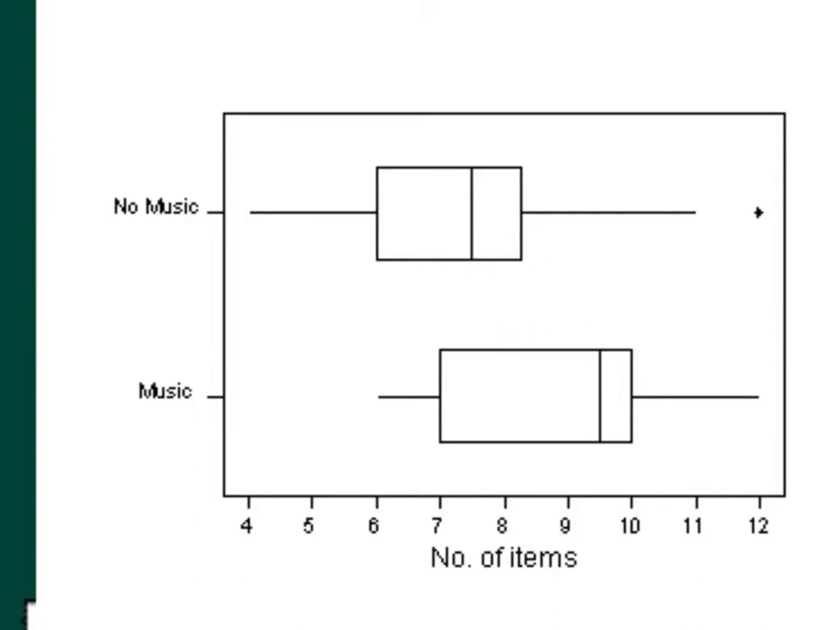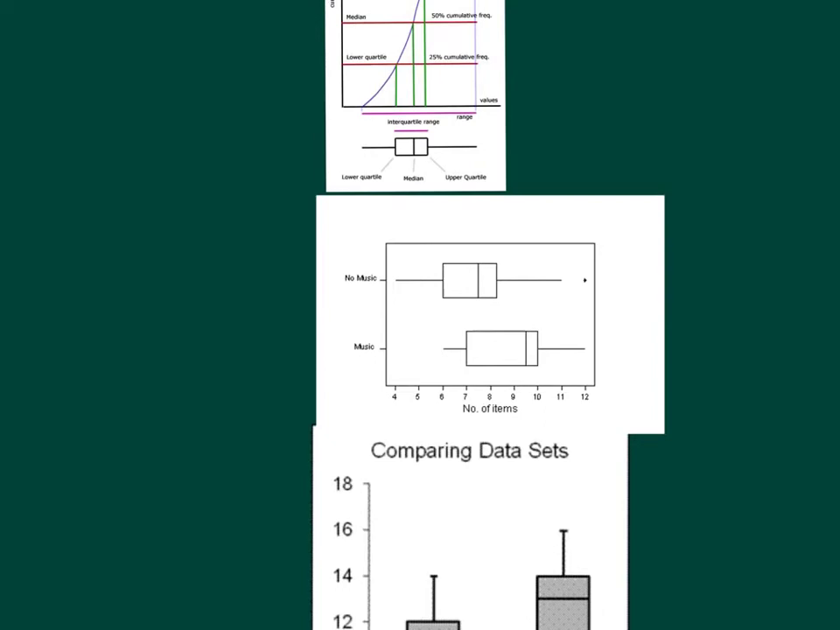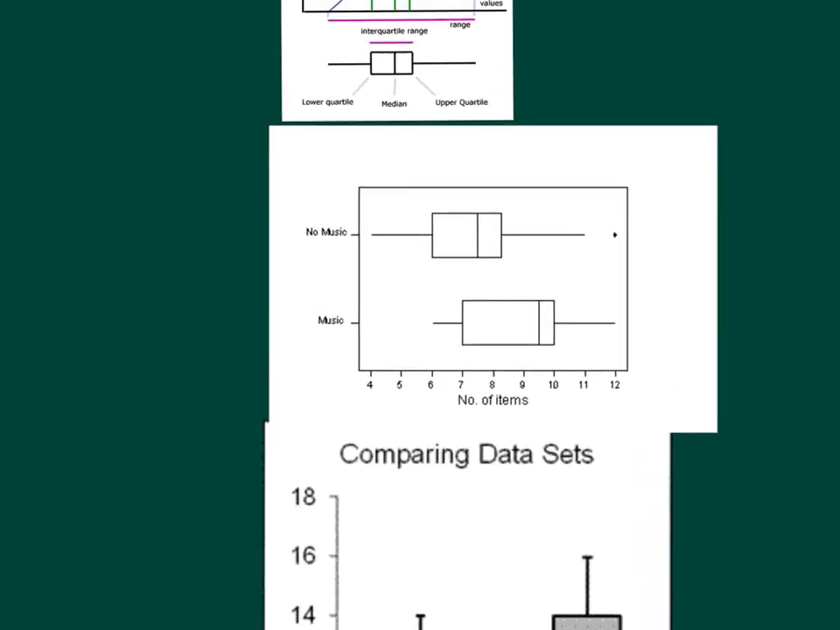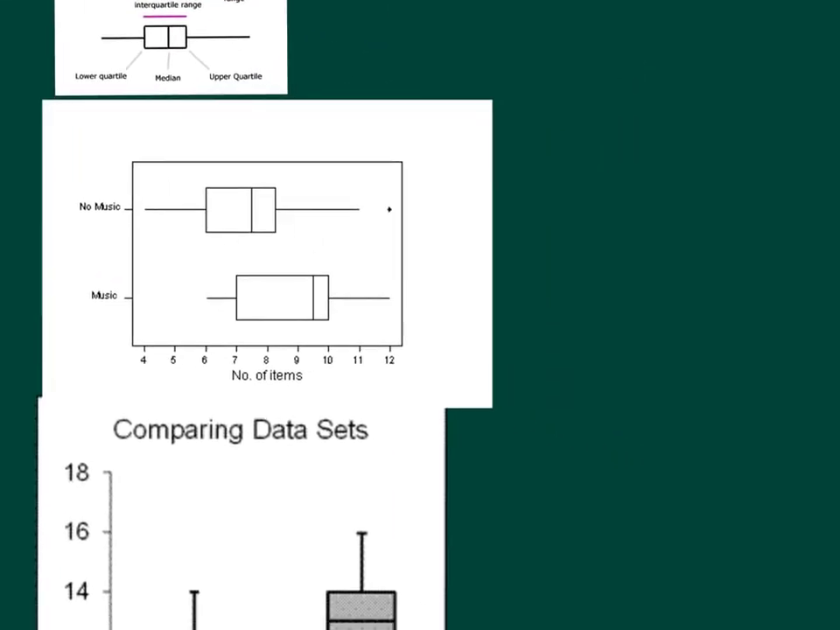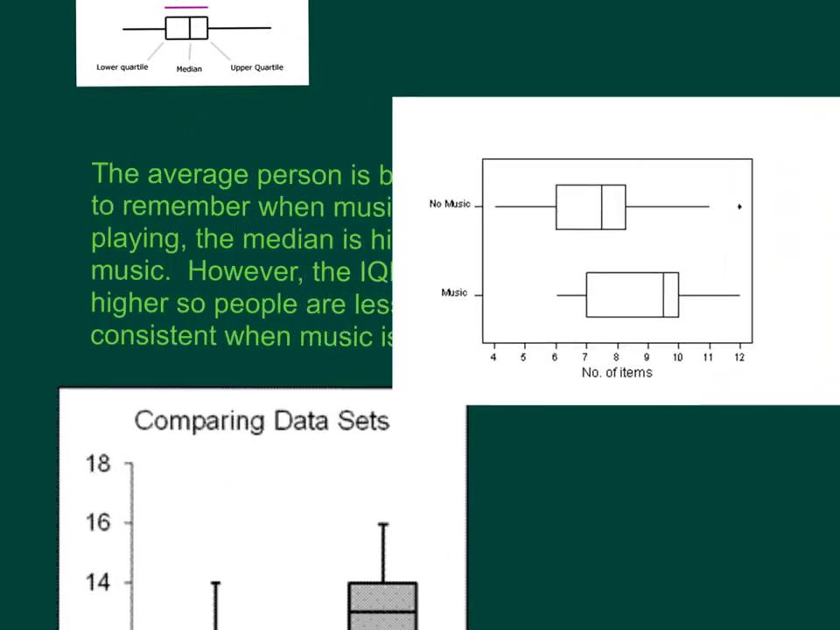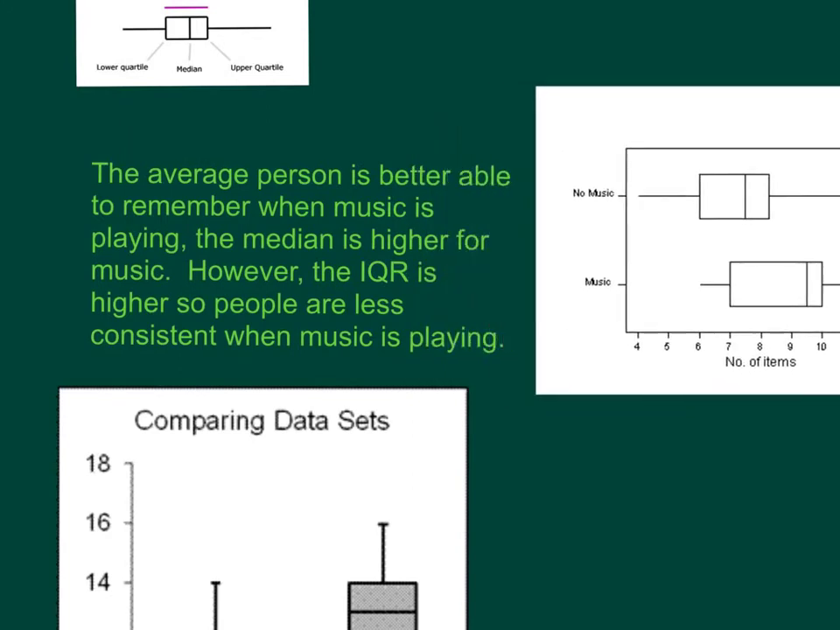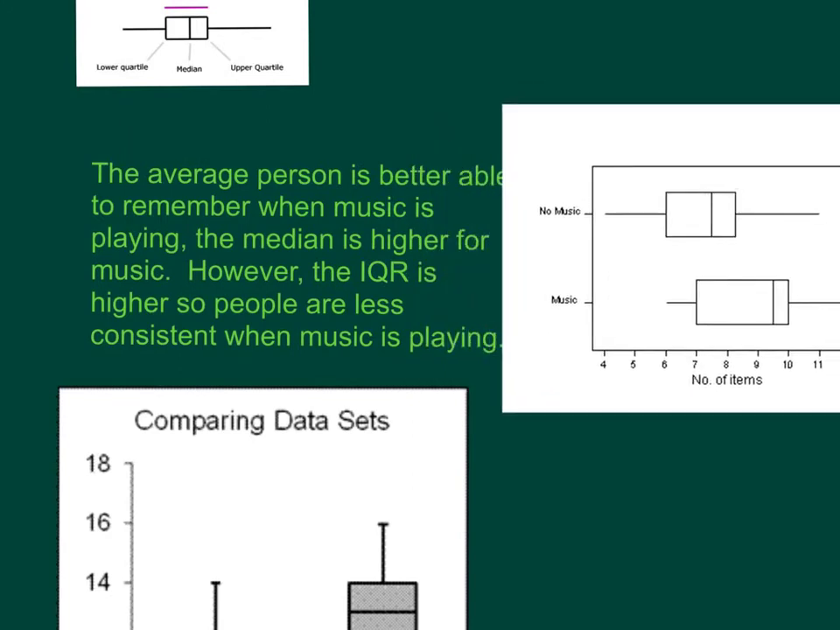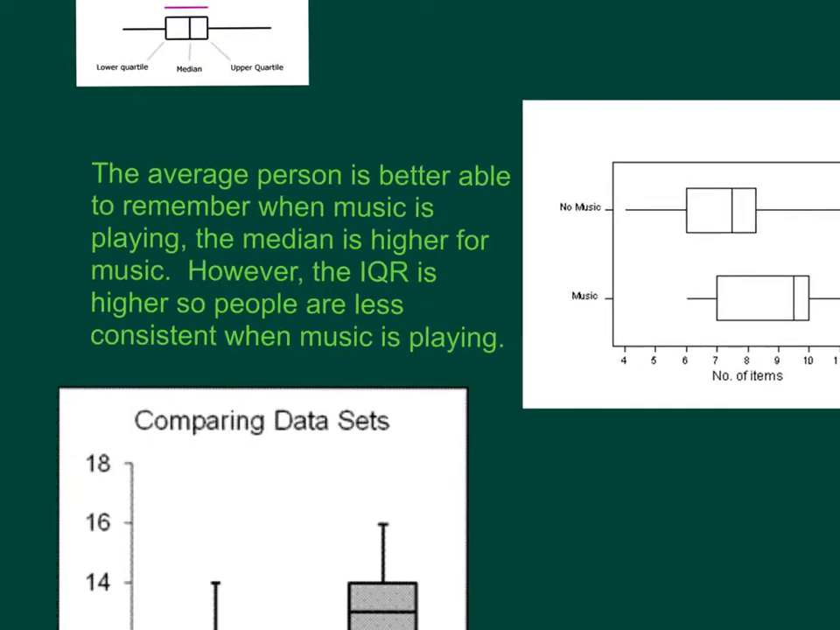Now I've gone through and done this for you before. I'm just going to shrink that down a little bit to give us a little more space. Okay, so for this question, if it was asking you to compare the 2 box plots, you would need to make a comparative statement, which I have done here. It says the average person is better able to remember when music is playing. This is how many items you can remember from a list if you listen to music or have no music.